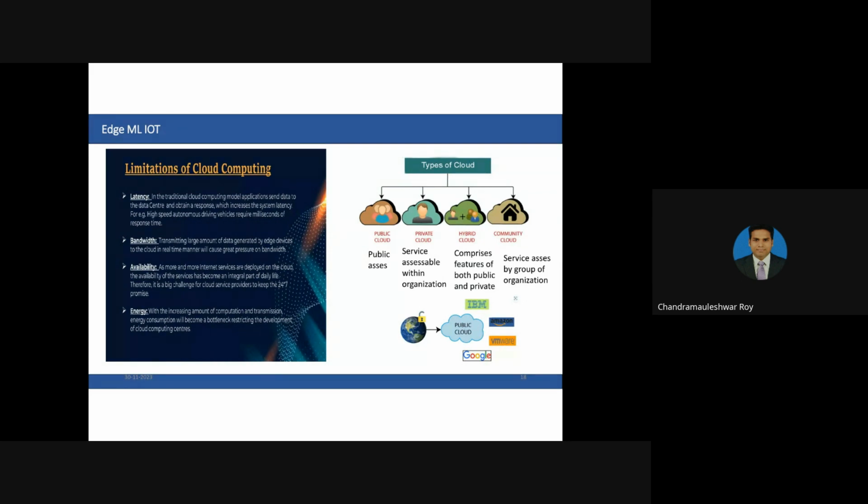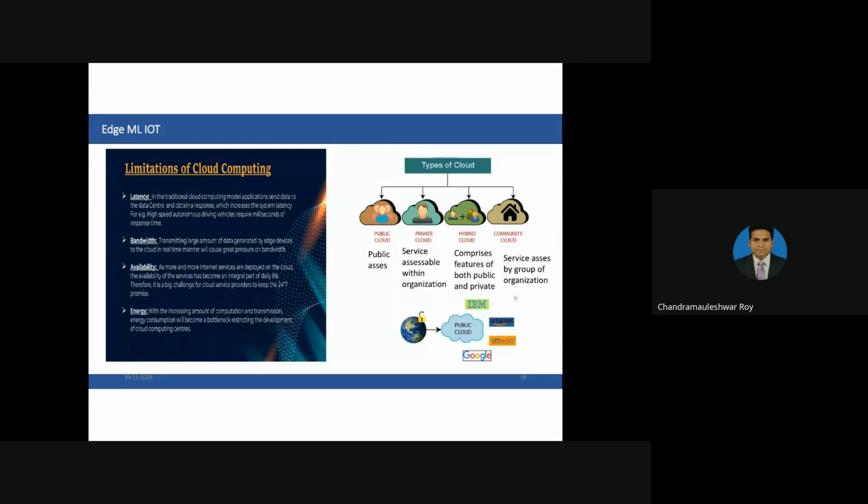Then bandwidth is also a limitation. Transmitting the large amount of data generated by billions of devices to the cloud in real time will be a great challenge. Then availability. As more and more internet services are deployed on the cloud, the availability of the service has become an integral part of daily life. So it is a big challenge for cloud service providers to keep this 24-hour promise. Then energy is also one limitation.